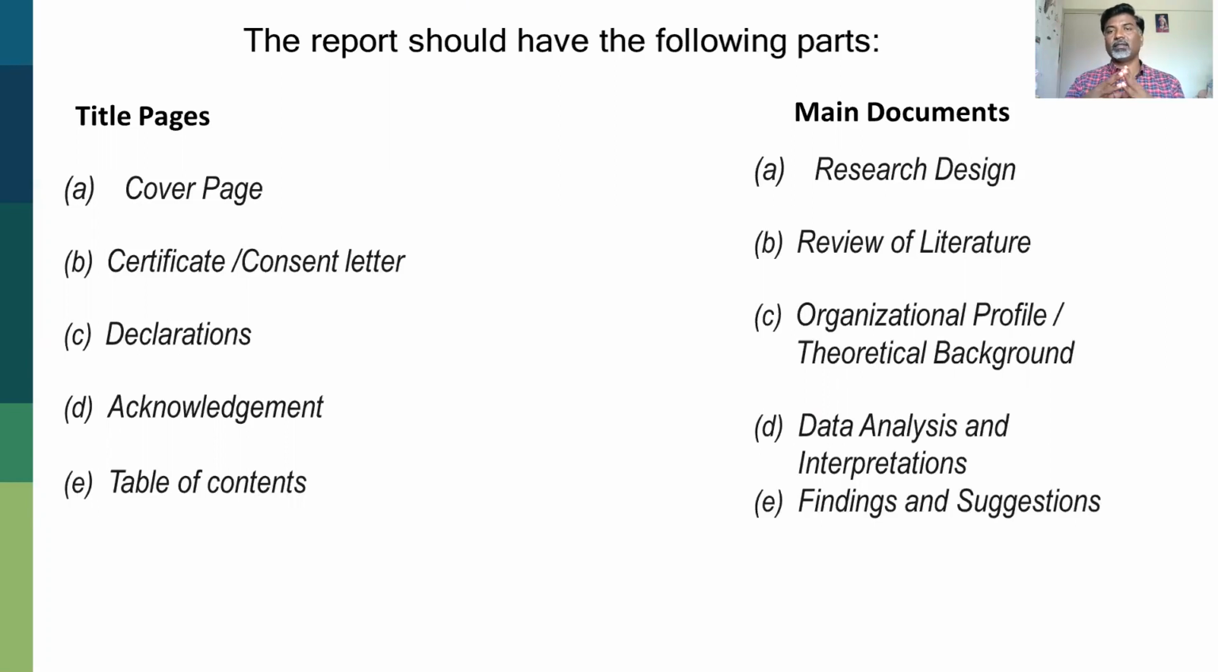Then the next one: if you are doing research for a particular organization, you have to write about that organization's profile, what its work culture is, and what problems it is facing. If you are using some theoretical concepts, you have to write about the concepts of that topic that you are going to use in your research. Then the fourth topic should be data analysis and interpretation. Using different data collection techniques, what data you have collected and how you are interpreting it. On the basis of that interpretation, the findings and suggestions you found, or the different models you have developed, you write last, in the findings and suggestions part.